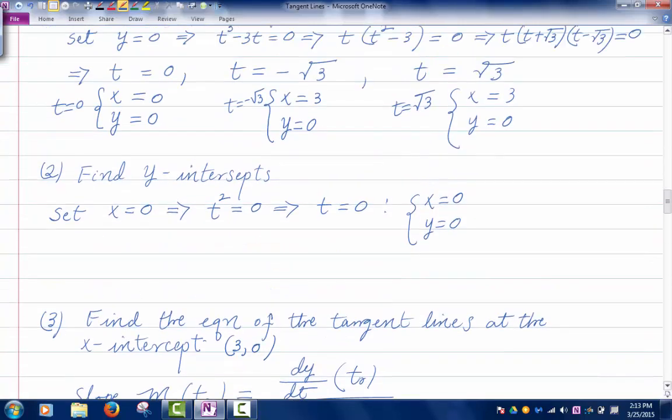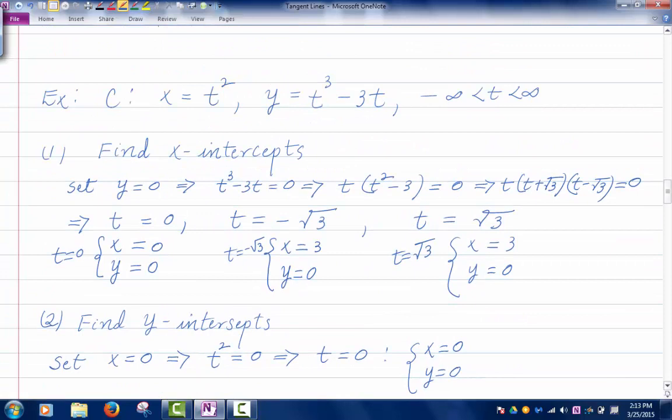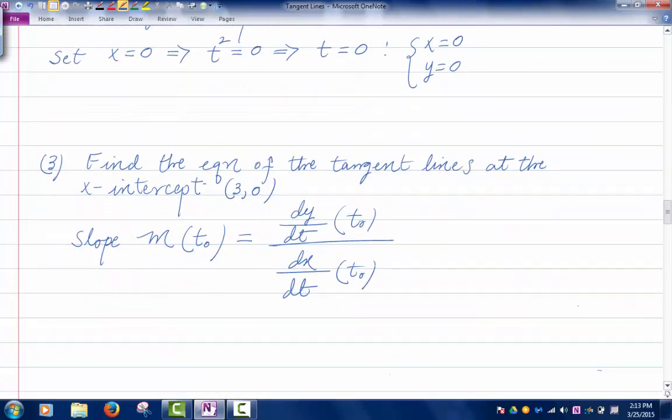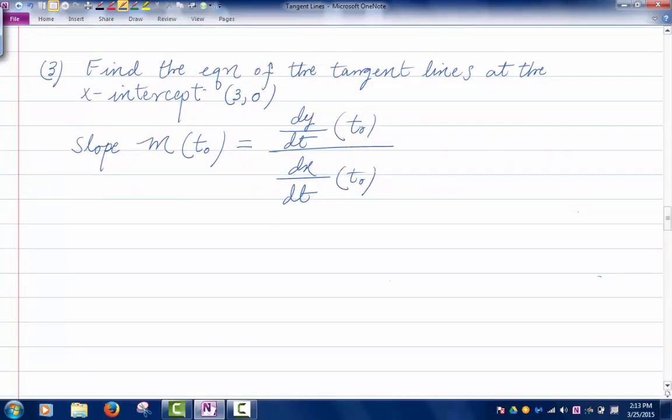Remember, we got that when t is negative root 3, I get the point (3, 0). When t is positive root 3, I also get the same point. So I know that the curve is tracing the point (3, 0) twice. Okay, and now in order to find the equation of the tangent lines at the point (3, 0), I need to know the slope of the tangent lines there, right? So what is my slope formula? We know that the slope at t0 is given by what? dy/dt at t0 divided by dx/dt at t0. That's the formula we derived last time. So I am going to use that to come up with the slopes.